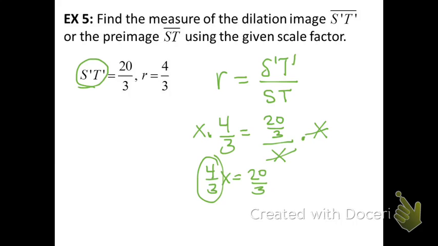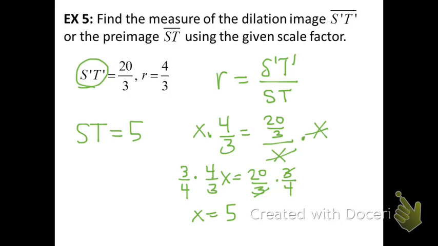And then because we're solving for X, we're going to get rid of this fraction. There's two ways to do it. You can either divide, or I like to flip and multiply, and that will cancel everything out there, and we get X equals, the 3's divide out, and 20 divided by 4 is 5. So with that conclusion we get ST will have a length of 5.